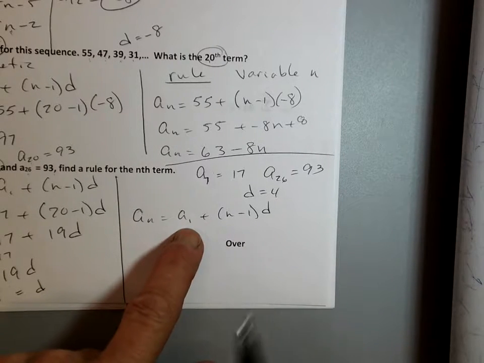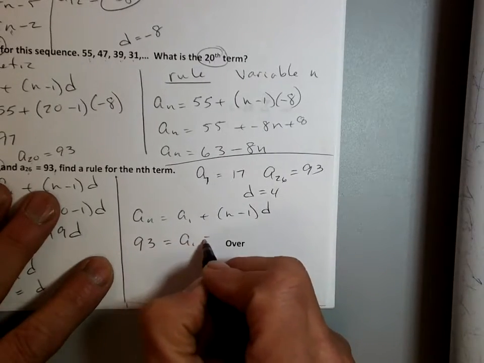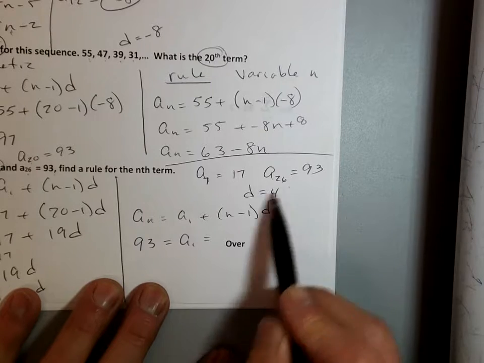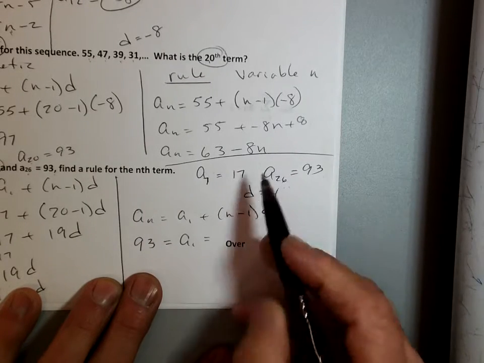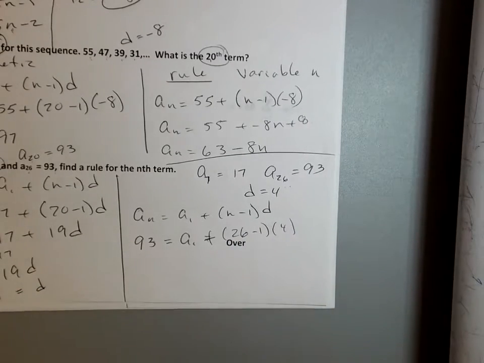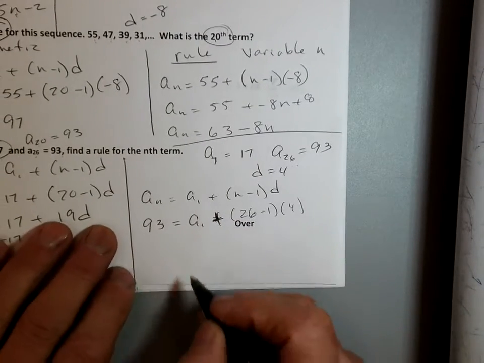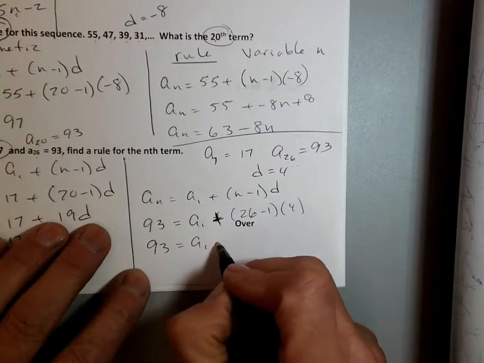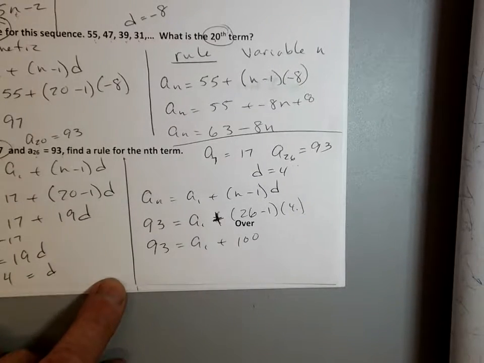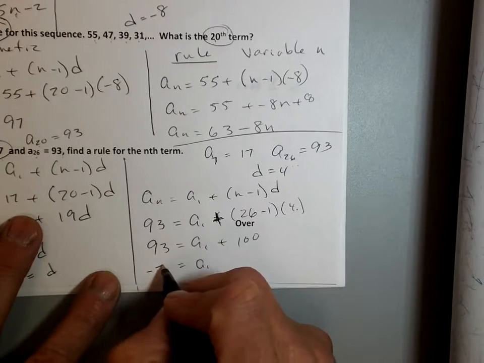So A of 26 is 93. A1 I don't know. How many terms am I going to have? If I let A of n be A of 26, then n is 26. So 26 minus 1 times D, which is 4, and I should be able to find A1. That is a plus, my bad. Let's simplify this. 93 equals A1 plus 25 times 4, which is 100. Subtract 100, and A1 is negative 7.